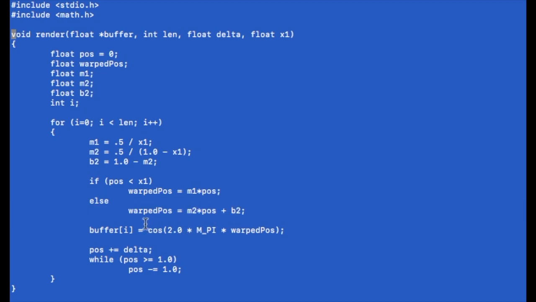Okay, so that matches up perfectly with what we had on paper. So we're going to fill the buffer with this 2 times pi times the position, but we're going to use this warped position, the position that we're looking up on that graph. And the reason we do it like this: when I did my exercise for college, what I tried to do is I had 2 different speeds, and depending on whether you're in one half or the other, I would increment by a different speed.